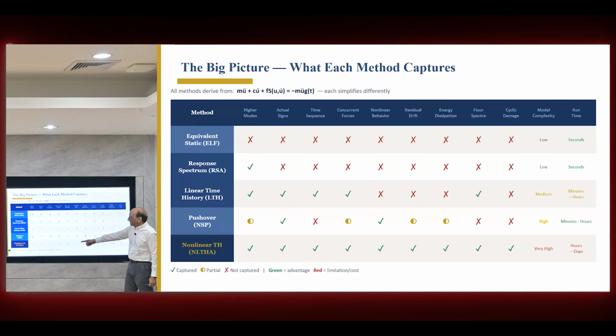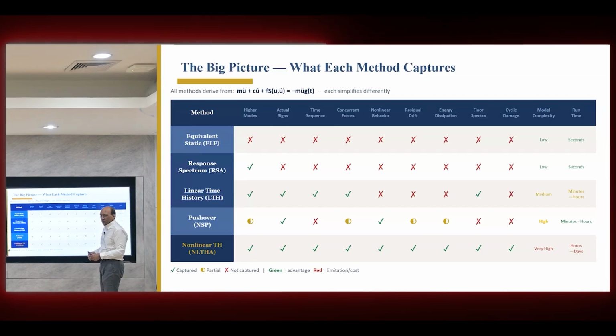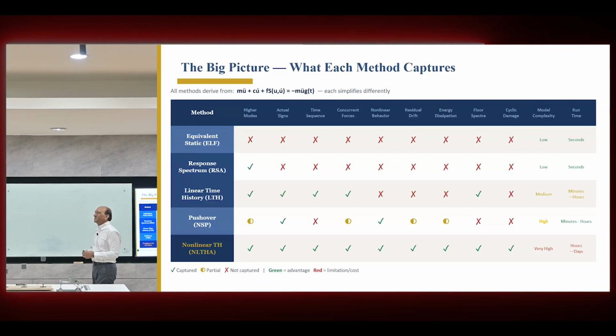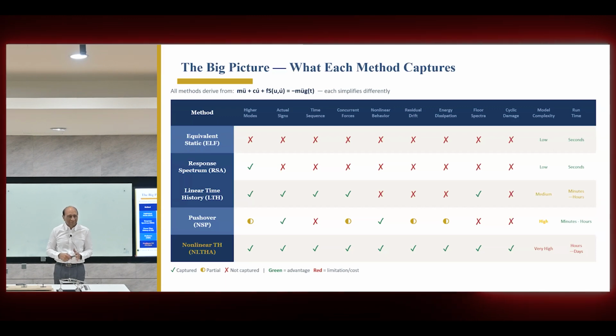And then finally, nonlinear time history analysis captures everything. It doesn't miss anything. But it can take hours to days, even months; it used to take months. I remember we did one project that took 2 months of continuous running to complete one run. Two months of the program running on the machine to get the results.